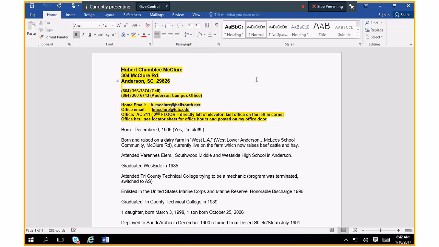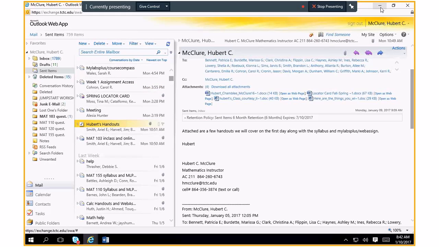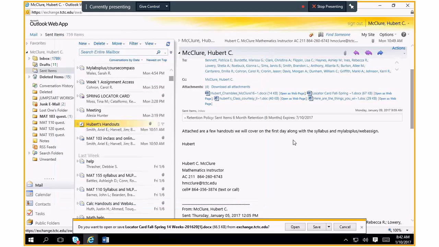And so anyway, weeks that I don't have him, I probably will hang out till 3 or 3:30. And that's where you see my locator card. Let me show you that. The locator card tells you when I'm here.